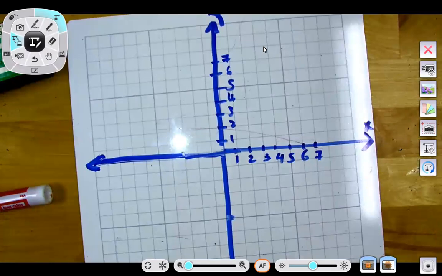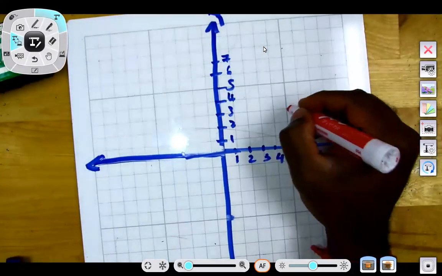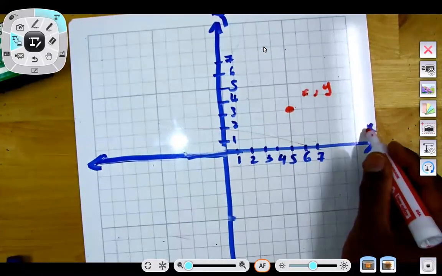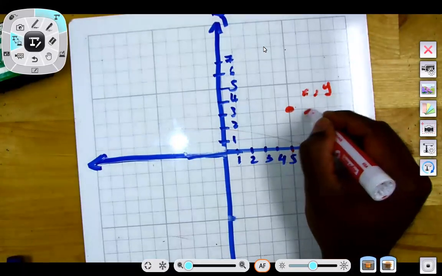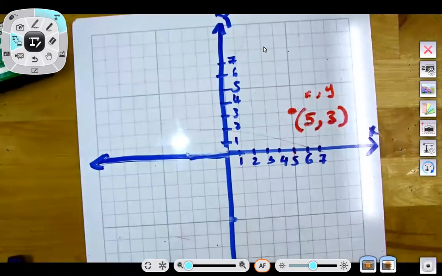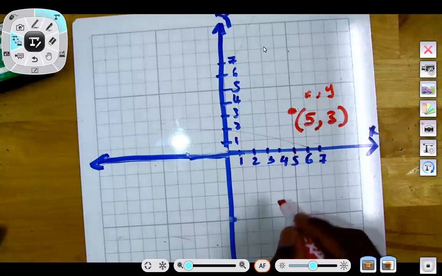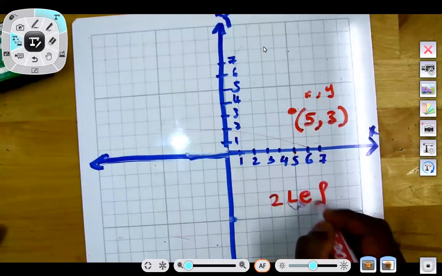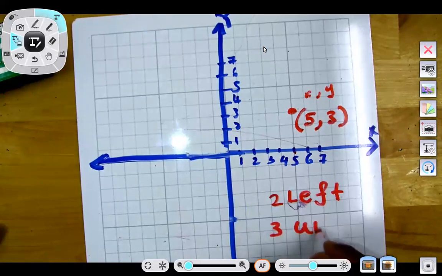If you have a point, which is over here, how do we call it? X comma y. So the x value is 5, so I'm just going to put 5 over here, comma. What is the y value? Which is 3. If I want to move 2 units left and 3 units up. When you talk about up and down, it's the y-axis.